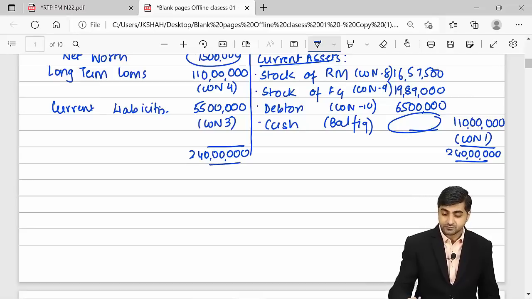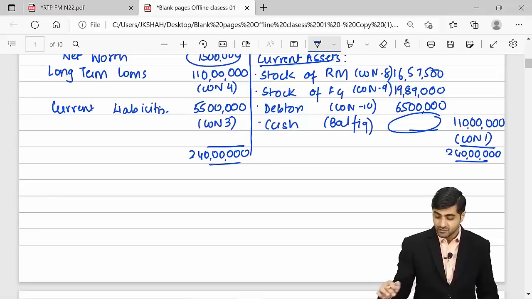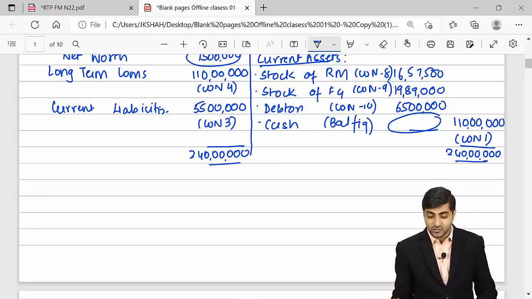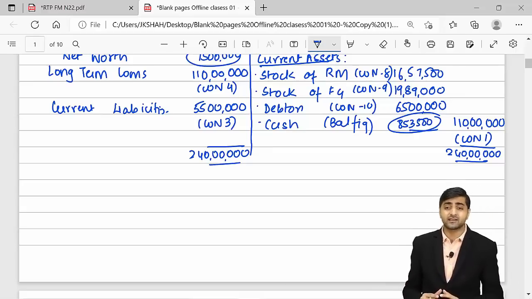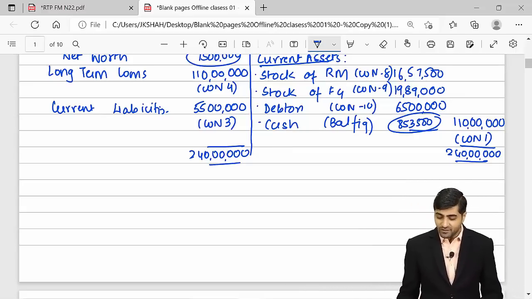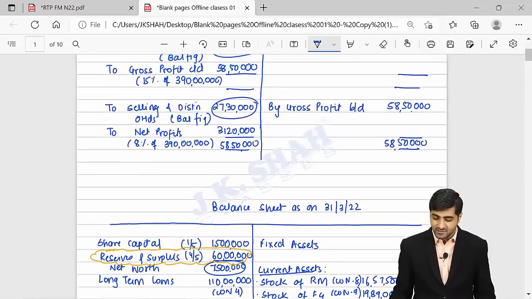16,57,500. Then we will subtract 19,89,000. Then there is 65 lakhs. So eventually this will be 8,53,500. So guys, with this your entire balance sheet also gets completed. So I hope you have understood the process of solving the question.